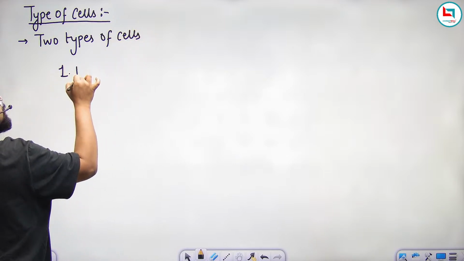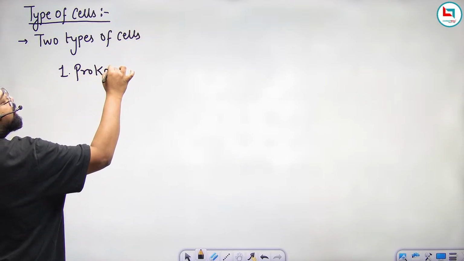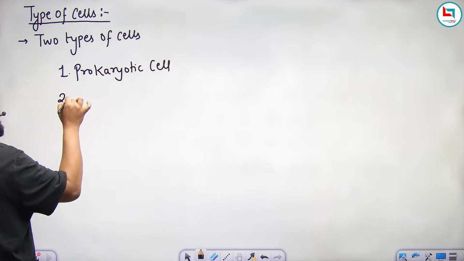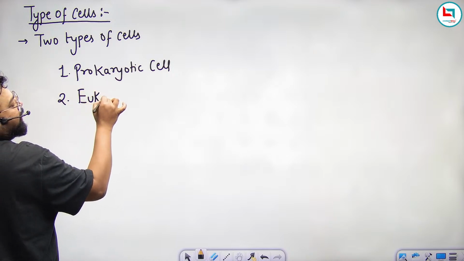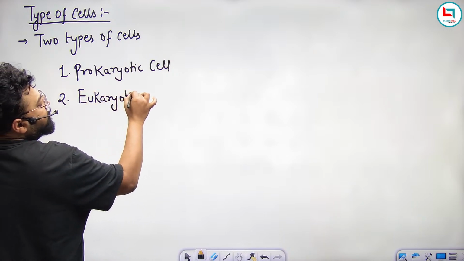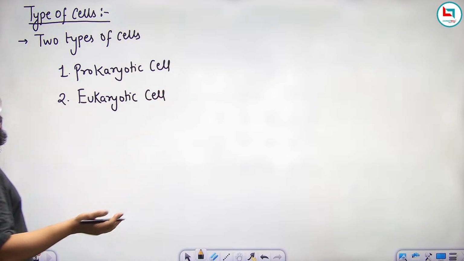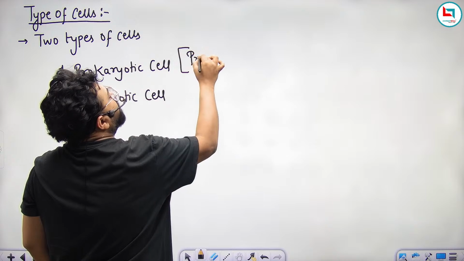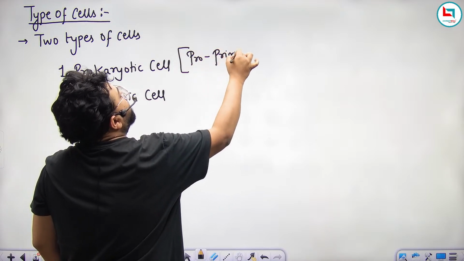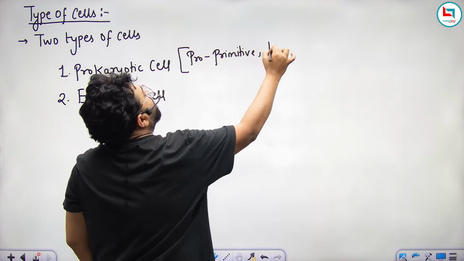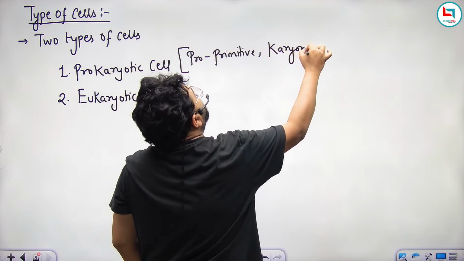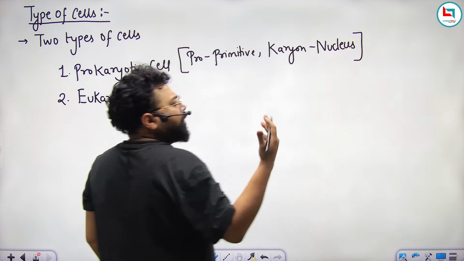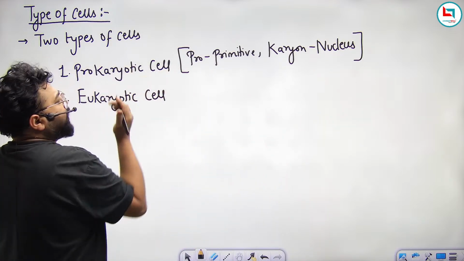One is the prokaryotic cell, another is the eukaryotic cell. These terms prokaryotic and eukaryotic are derived from Greek, in which pro means primitive and karyon means nucleus. Those cells which have a primitive nucleus without boundaries are said to be prokaryotic cells.